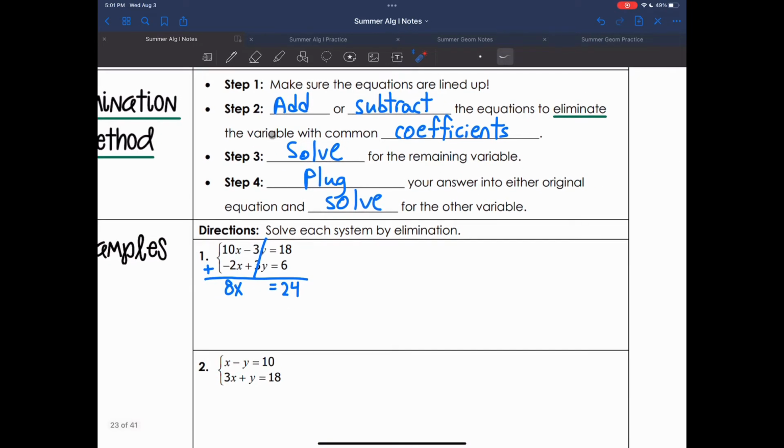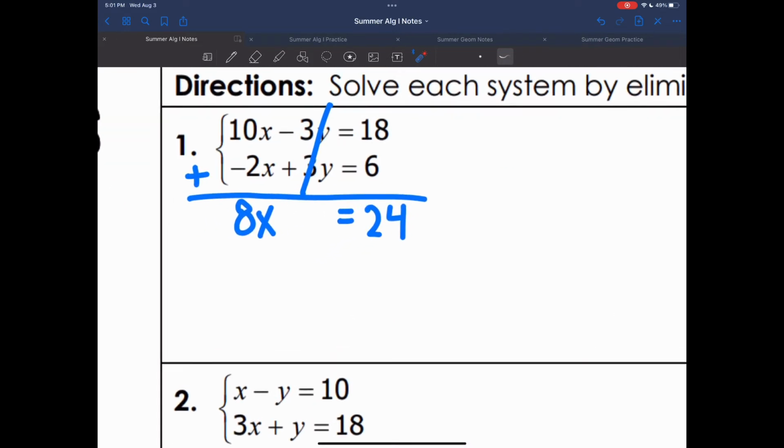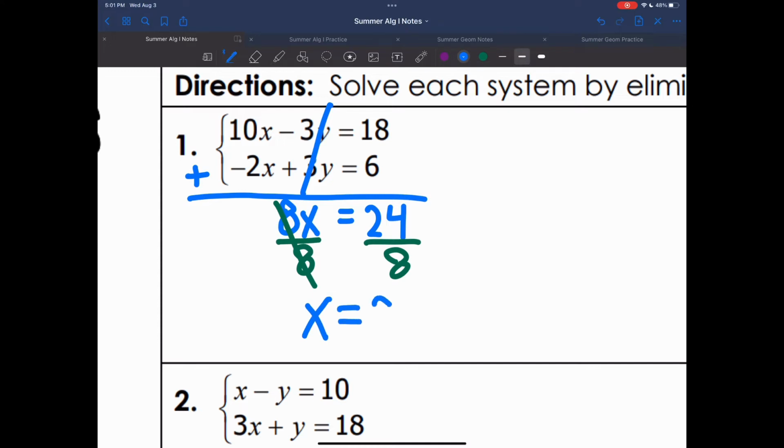Okay, and step number 3 is where we're at now. Now we solve for the remaining variable. So the y variable got eliminated in this problem, and it left us with this equation. Now it's kind of spread out. If you want to push that together so it looks a little bit more like an equation, it's just the equation 8x equals 24. Now we solve this. This is just a one-step equation, which we know to solve for x, we can divide both sides by 8. And we get x equals 3.